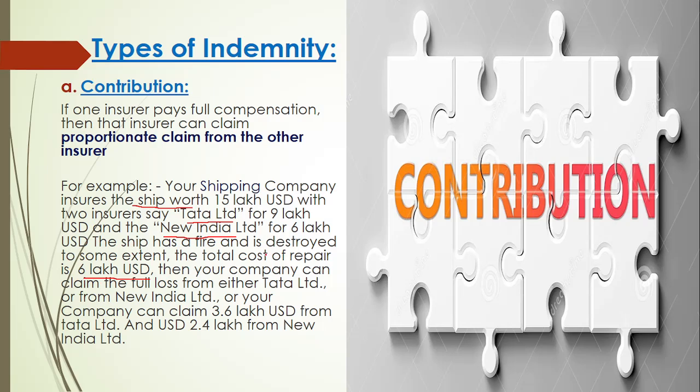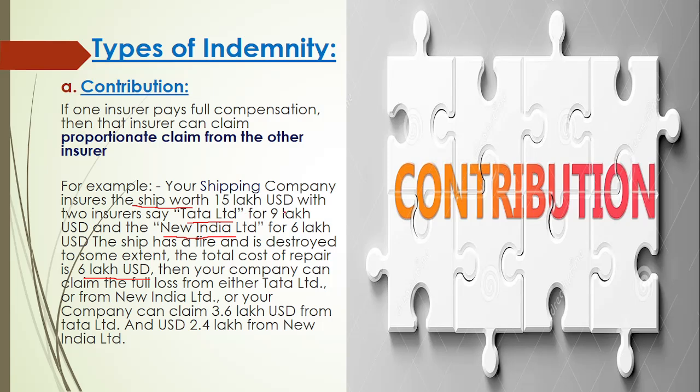The compensation will be made proportionately. It will be made on the amount of coverage you have taken, in proportionate form. It means that you have taken more insurance for the same peril: 9 lakh from Tata and 6 lakh from New India. As you have taken more from Tata, you will be compensated more from Tata compared to New India. So it means that you can claim the full loss from either Tata or New India, right? But what will happen if both companies come together for payment?